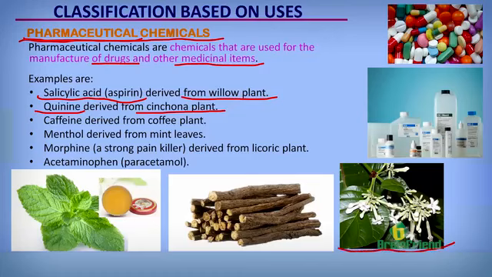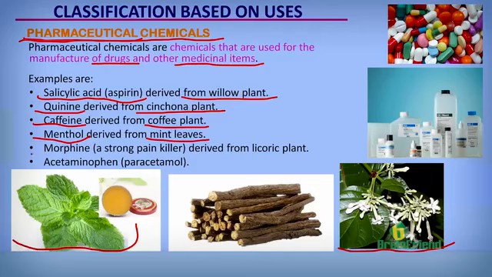Another pharmaceutical chemical is caffeine. Caffeine is gotten from coffee plants. We also have menthol. Menthol is a pharmaceutical chemical that is gotten from mint leaves. Menthol is used to manufacture balm and other methylated ointments. So it's gotten from mint leaf.